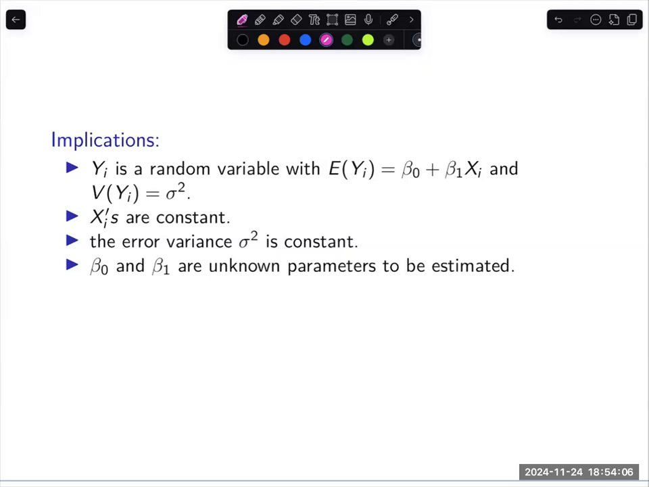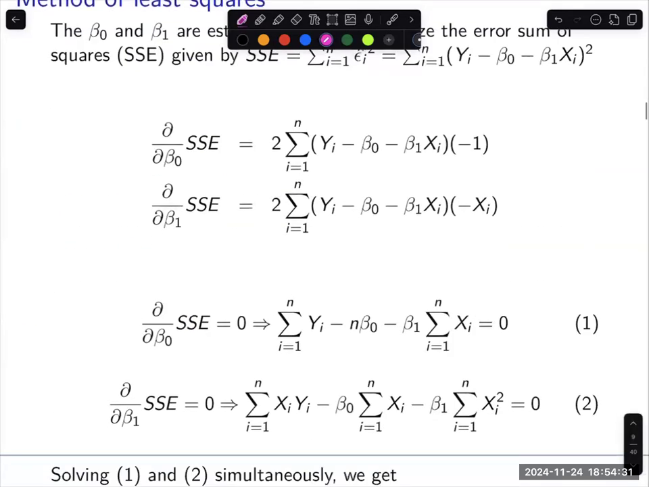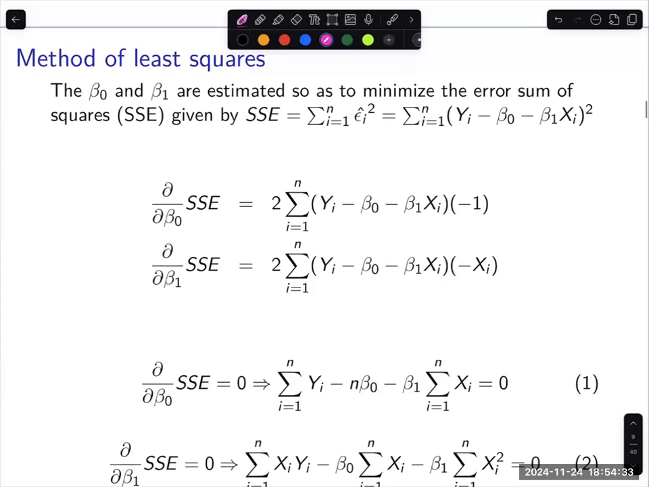And here we assume that xi are constants, so that if we can determine xi, we can predict the expectation of yi. And again, the error variance should be a constant, and beta 0 and beta 1 are unknown parameters that need to be estimated. Then the question is, how do we estimate the parameters beta 0 and beta 1?